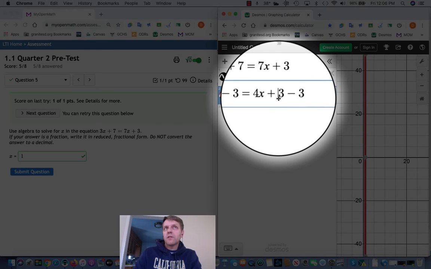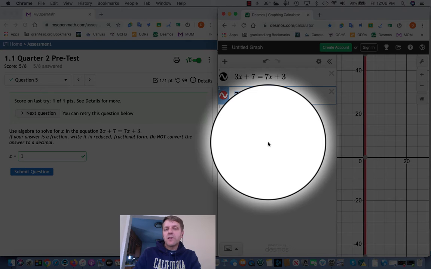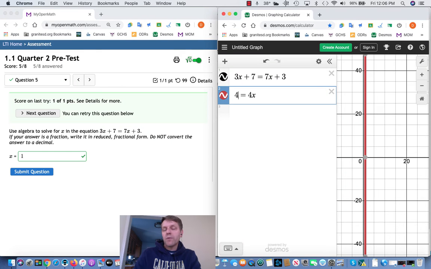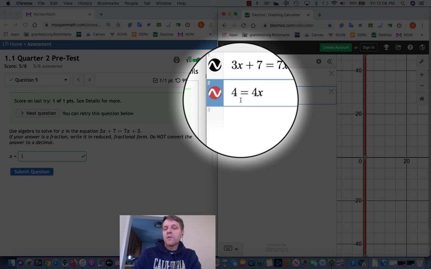So here I subtracted 3 from both sides. 3 minus 3 is 0, so I can take that out. 7 minus 3 is 4. Okay, remember, pause if I'm going too fast. Pause, back it up, think about it some more. It's okay. So 4 is equal to 4x.